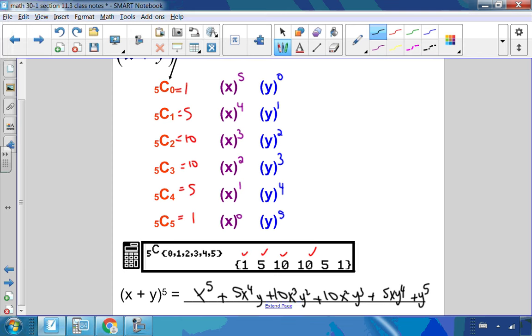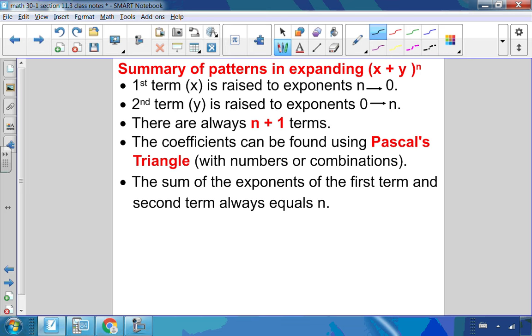Okay, so let's summarize the patterns that we've come up with so far, and we're going to build on these patterns. So the first term, which was x, was raised to exponents of n being the exponent on the outside, decreasing until 0. The second term, y, started at 0 and increased until it reached n, which again was the exponent. There was always one more than the exponent number of terms, and we found the coefficients that went with that using Pascal's triangle and combinations. Okay, now here's something I didn't mention yet. The sum of the exponents of the first and the second term will always equal n.